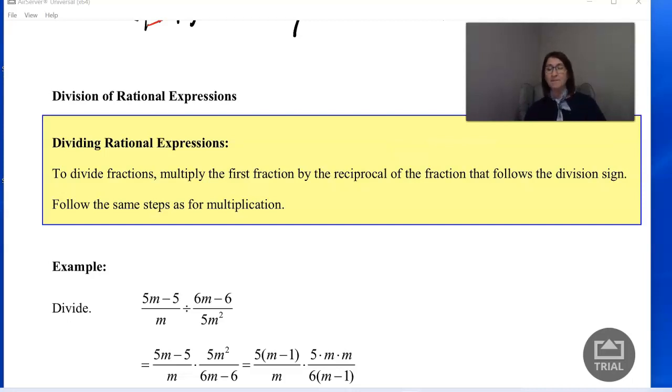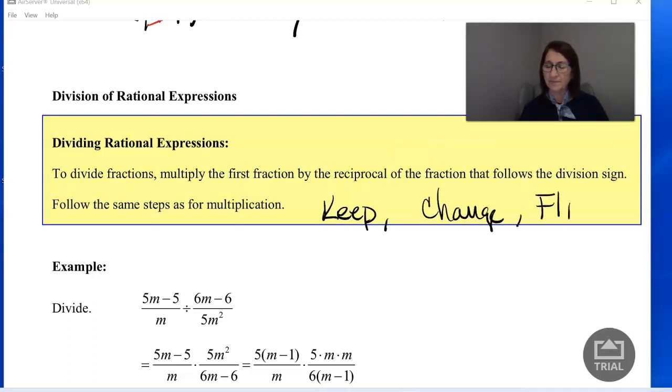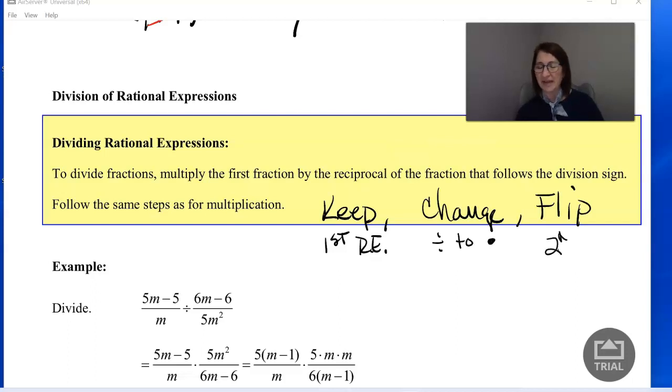Well, we kind of use a little saying, which is keep, change, flip. So what does that mean? Well, it means you keep the first fraction, or you could say rational expression. Change the division to multiplication, and then you flip the second rational expression. Okay? All right.